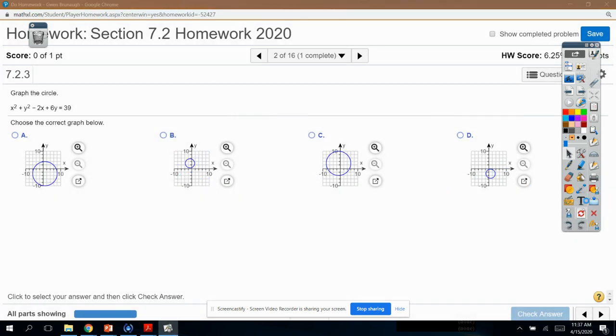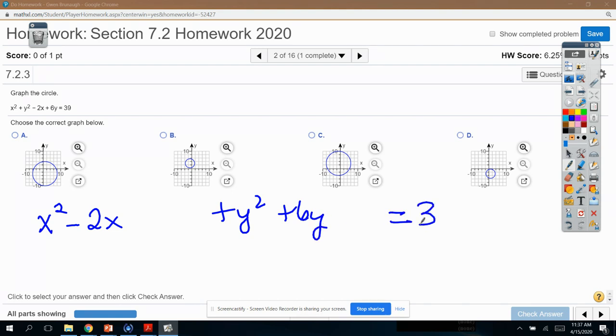Okay, the next circle we're going to have to do some work on. We're going to have to do some rearranging of terms, okay? So get the x squared and his friend together, the y squared and his friend together, and then the numbers on the other side. Find the magic number. Half of 2 is 1. 1 squared is 1. Add to both sides. Half of 6 is 3. 3 squared is 9. Add that to both sides as well.